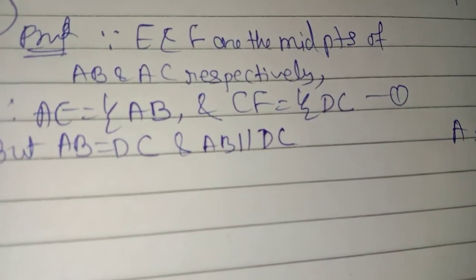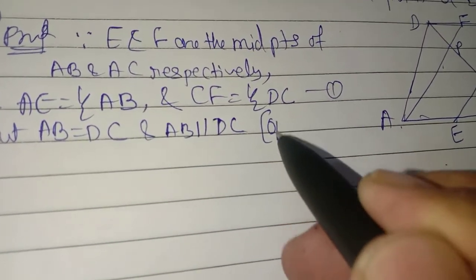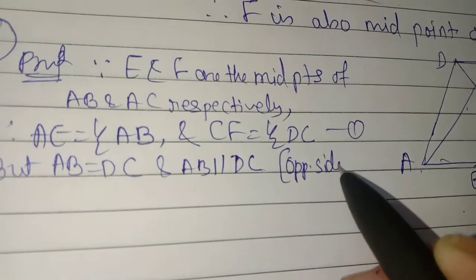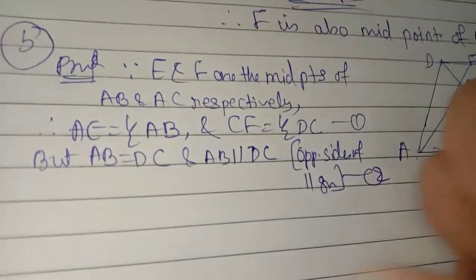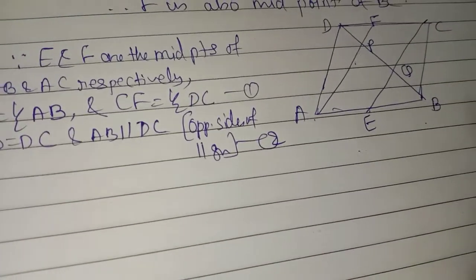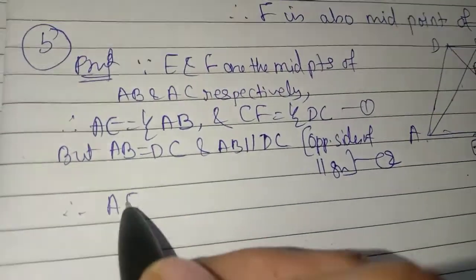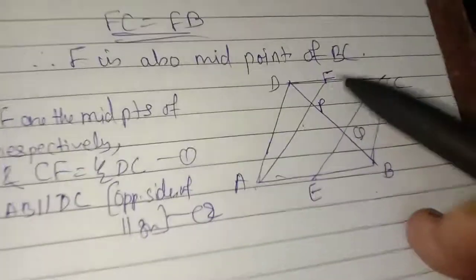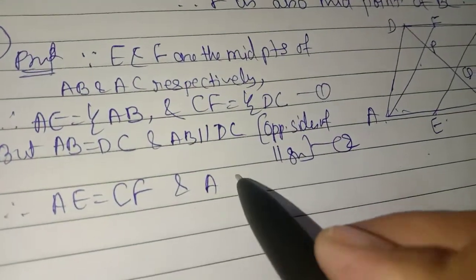Clear? What is the reason here? It is opposite sides of parallelogram. Give it number 2. Follow this given and we will have our result. So we can write therefore AE is equal to CF. Can you see here? AE is equal to CF and AE parallel to CF. This is what we need to prove.